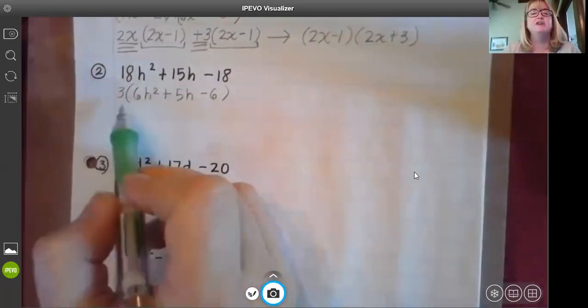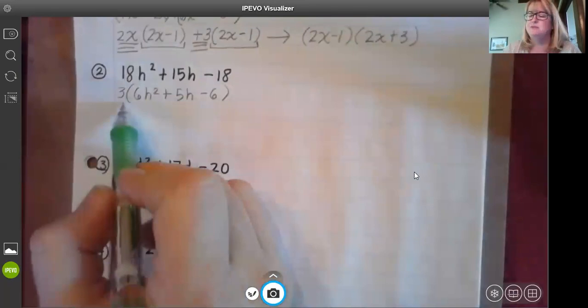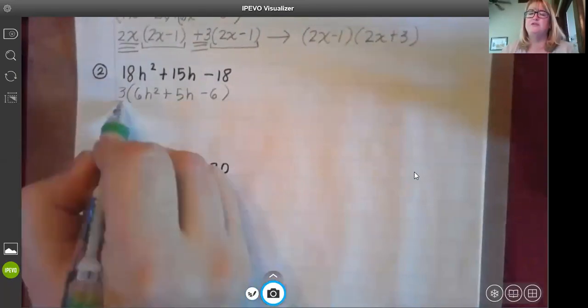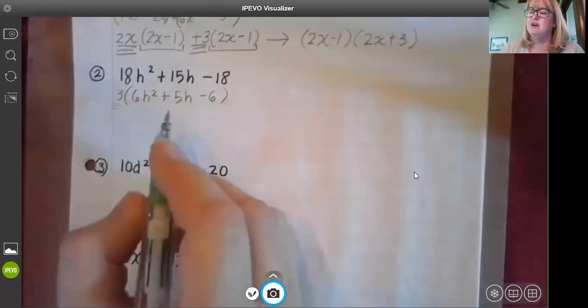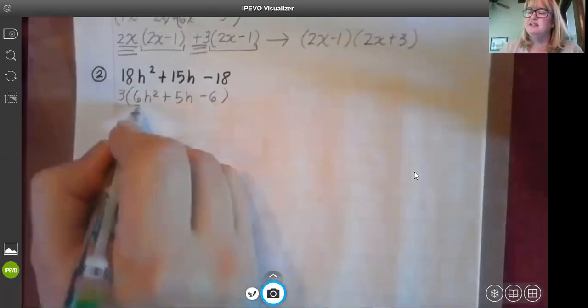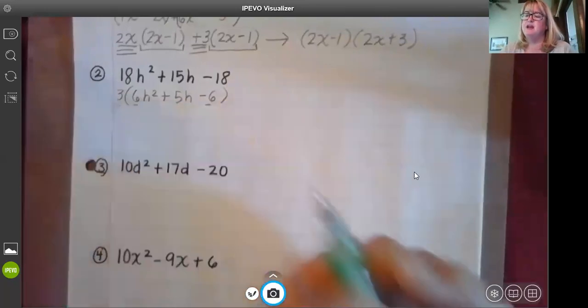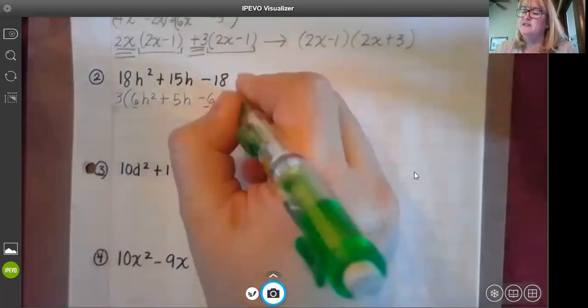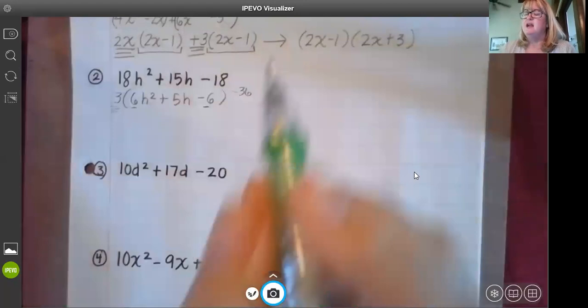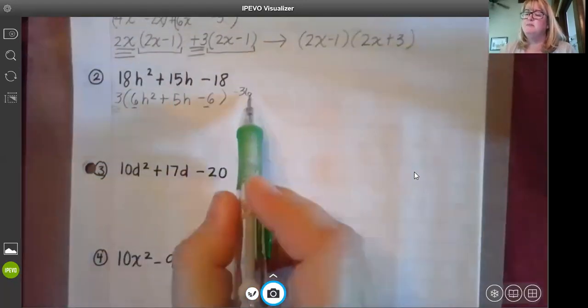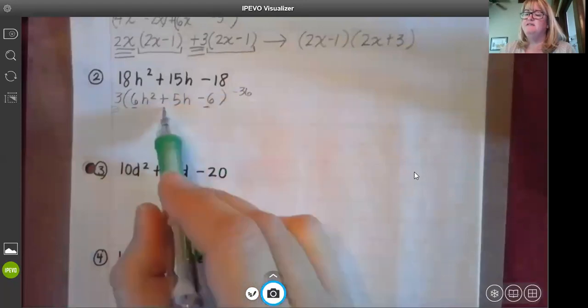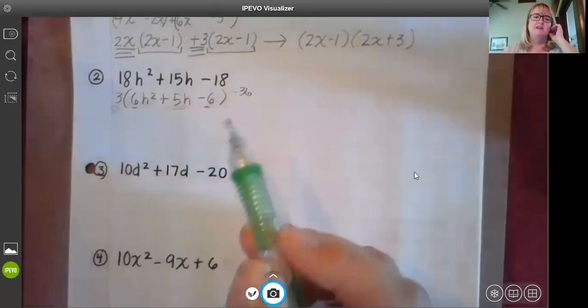Now, one thing I want to caution you about, we need to remember this. We cannot ignore it. We're going to ignore it for a minute, but we need to come back to this. All right, so now we start. We multiply 6 times negative 6. So we multiply a times c, and that is negative 36. And I'm looking for the factors of negative 36 that when I manipulate them, I'm going to get positive 5, okay?